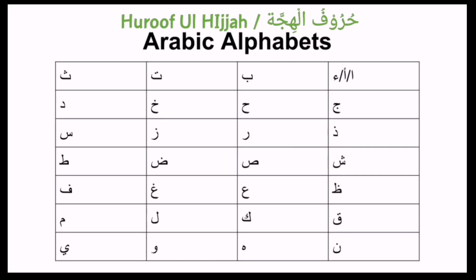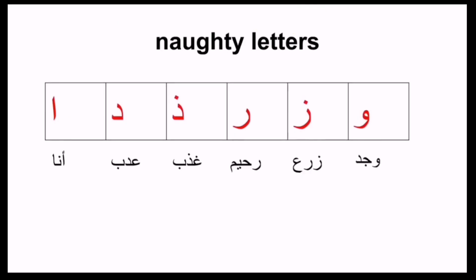So these letters, what we call in English naughty letters, when they come in a word, everything stops. They act like a full stop, but it's not a full stop. It's just that no letter can be joined after them. So what are those letters? Those letters are here. It's called waw, za, ra, dal, dal, and alif.